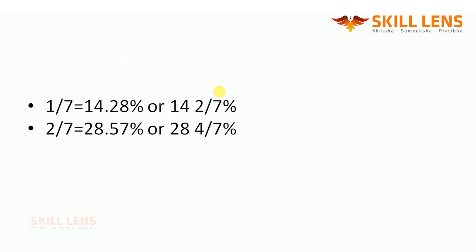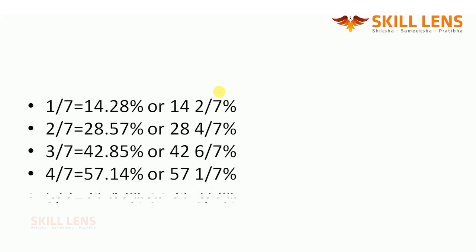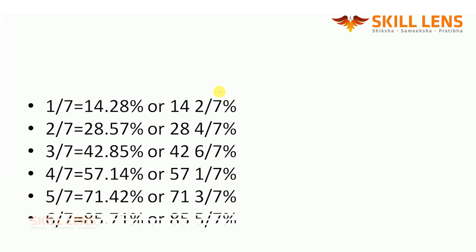Let's note down the values. So 1 by 7 is 14.28%, 2 by 7 is 28.57%, 3 by 7, 4 by 7, 5 by 7 and 6 by 7. Yes. Let me take this opportunity and explain to you why we are getting 2 by 7 here.